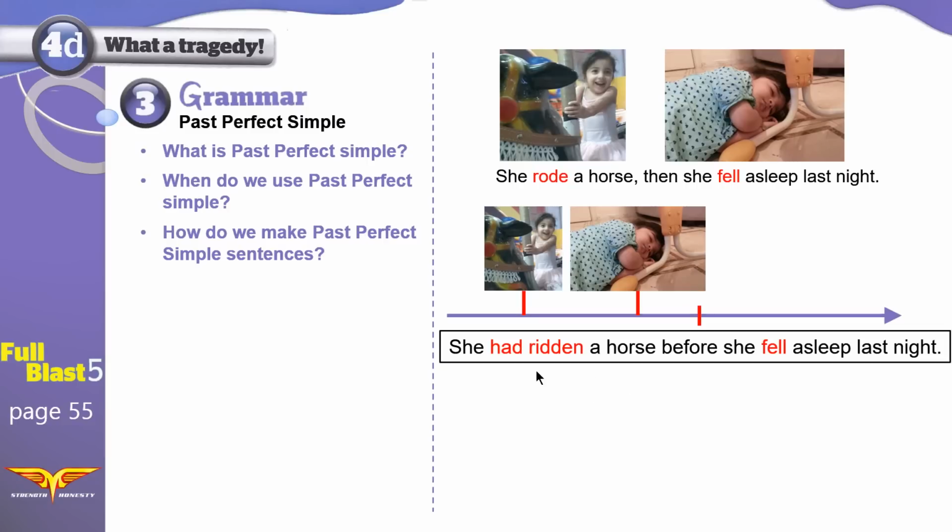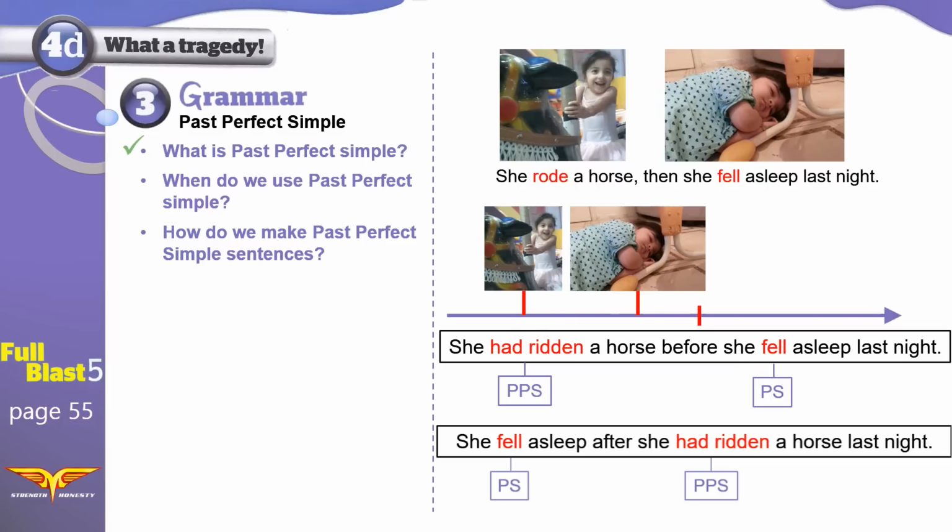Where is past perfect simple here? Here it is. Had ridden is past perfect simple. She fell asleep is past simple. Okay, now we know what past perfect simple is. Very good. There is another way to say the exact same thing by putting this action before this one. Look, she fell asleep after she had ridden a horse last night. Still, the timeline hasn't changed. She rode a horse first and then she fell asleep.